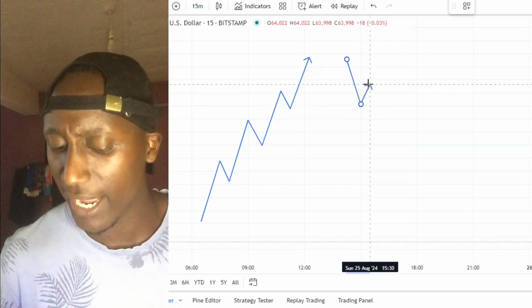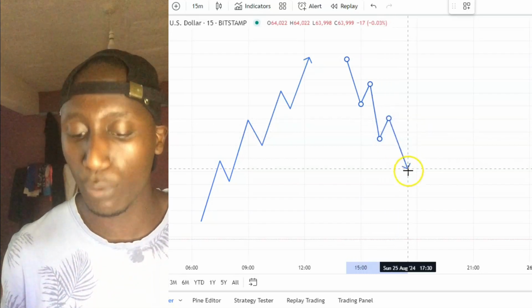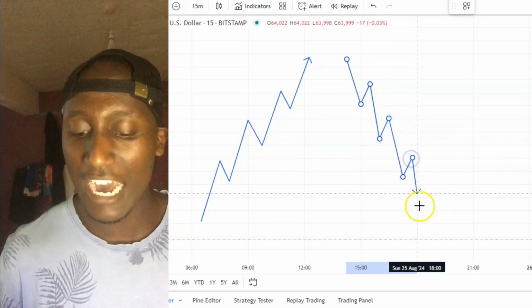Buyers try to buy a little bit and then they are pushed down. They try to buy a little bit, they are pushed down, again and again.